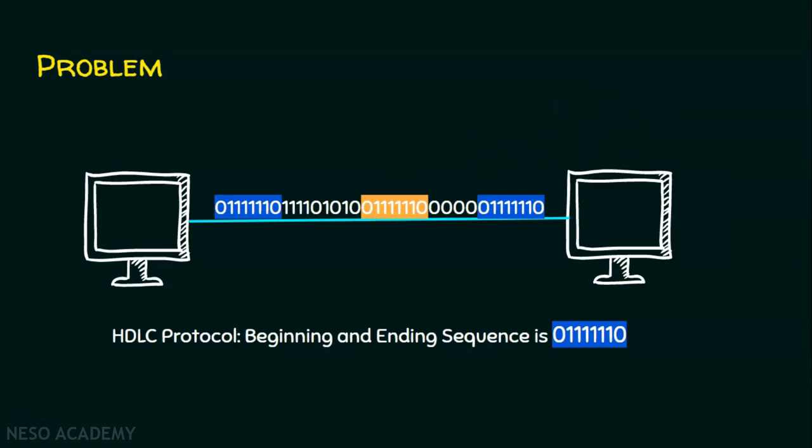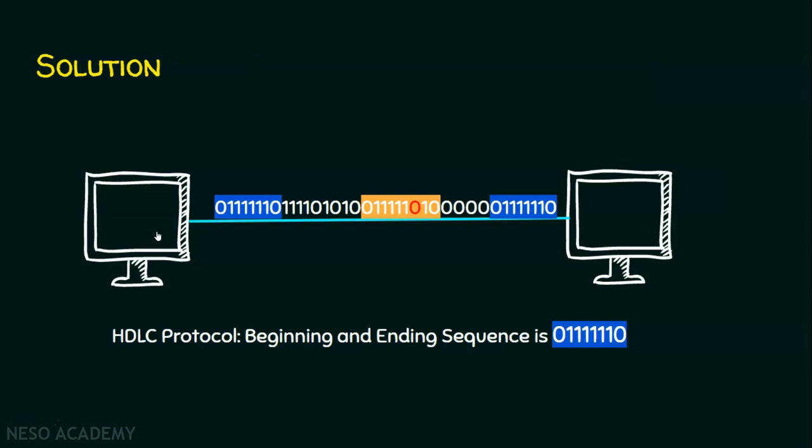And what we are going to do is stuff a bit: when we see 5 consecutive ones, a 0 is going to be stuffed after the 5 consecutive ones. Suppose the sender is receiving the data from the upper layer, and if the sender sees that there are 5 consecutive ones, it is going to stuff a 0 after the 5th consecutive one. And that's it, the problem is resolved.